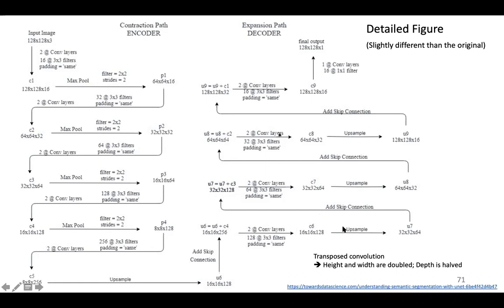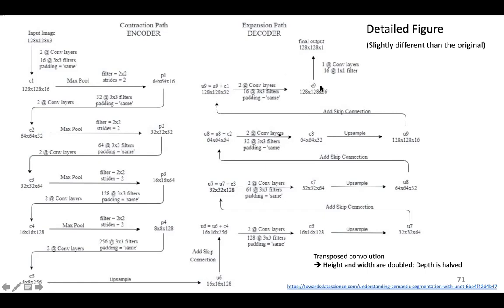So 16 by 16 by 128 becomes 32 by 32 by 64. And then you concatenate this with this one so that it becomes 32 by 32 by 128. Again, 2 consecutive convolutions, so 32 by 32 by 64. You do this again and again until you are left with 128 by 128 by 16. So this is where you started.